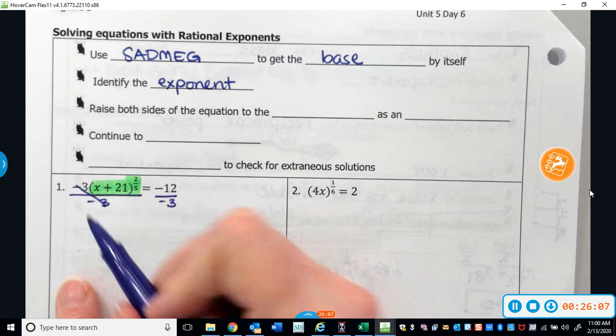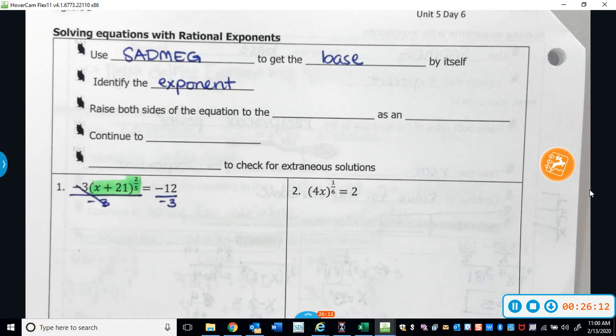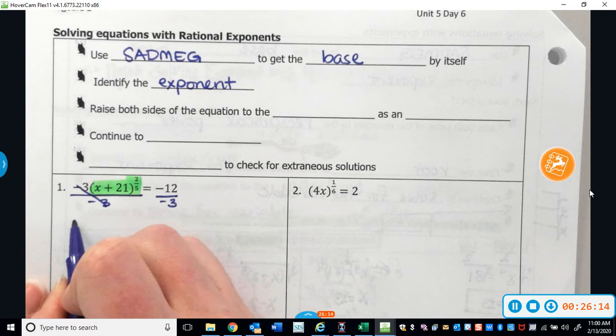And just be careful, a common mistake if you're working quickly is putting +3 on both sides and thinking that you've done it. This is multiplication, so you'd have to use division.